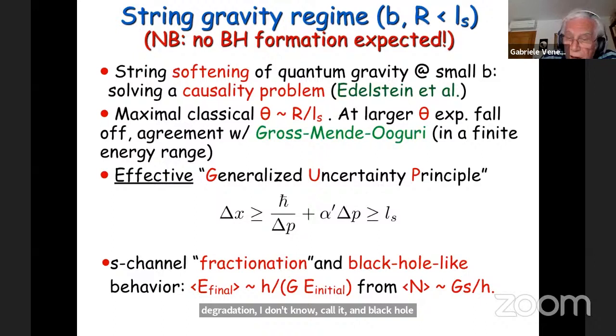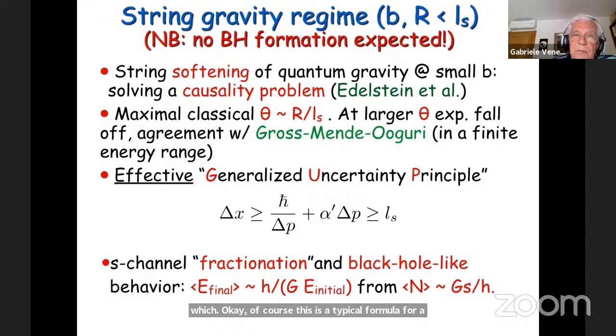Now it is in the S channel that the number of strings that you produce grows quadratically in the energy, again, like GS over H bar. And therefore, dividing the total energy by the number of final particles, you end up with an average final energy, which is inversely proportional to the incoming energy. The higher the energy you send in, the lower the average energy of the final state, which, of course, is a typical formula for a black hole typical emitted quantum.